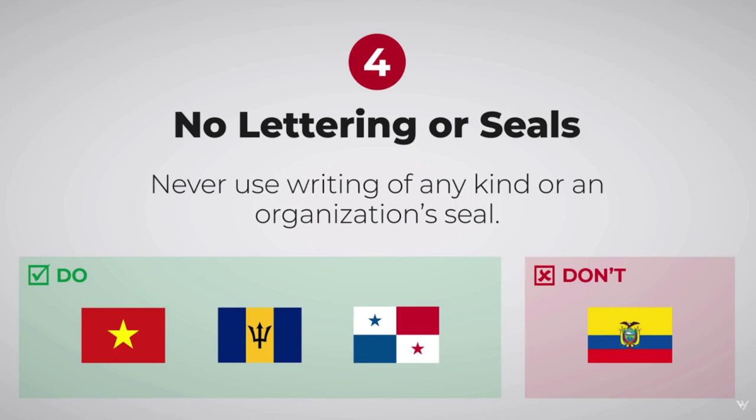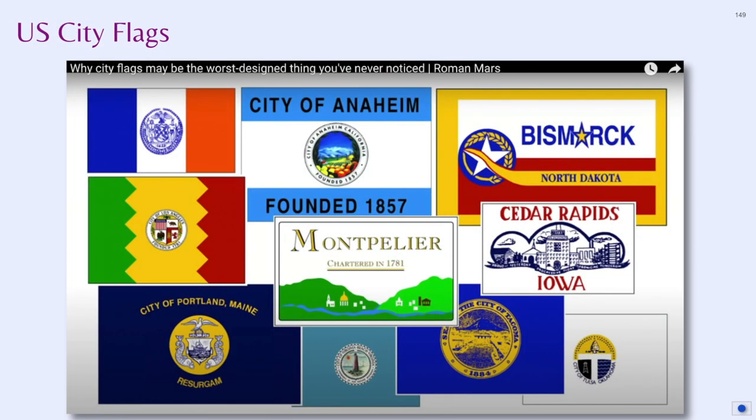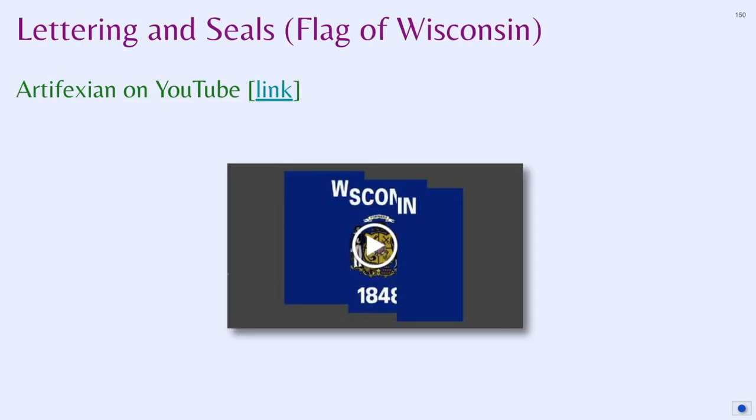No lettering or seals. Never use writing of any kind or an organisation's seal. A rule which US city flags famously abuse. And here's Artifexian again. Oh, and Virginia, no seals. Period. They are designed to be viewed close up, not at a distance. Logos, on the other hand, could work well if they are super basic and do not contain text.